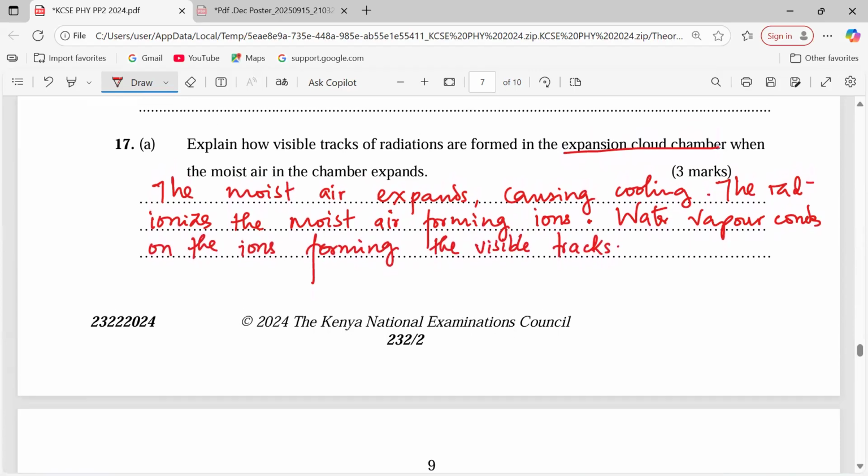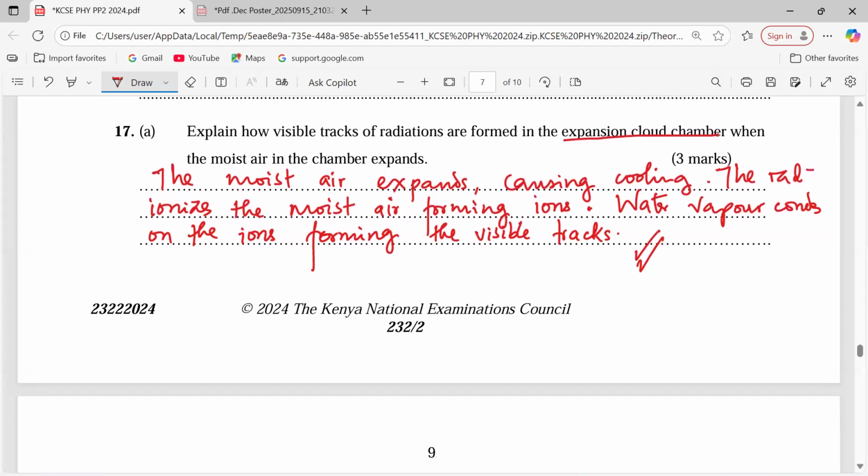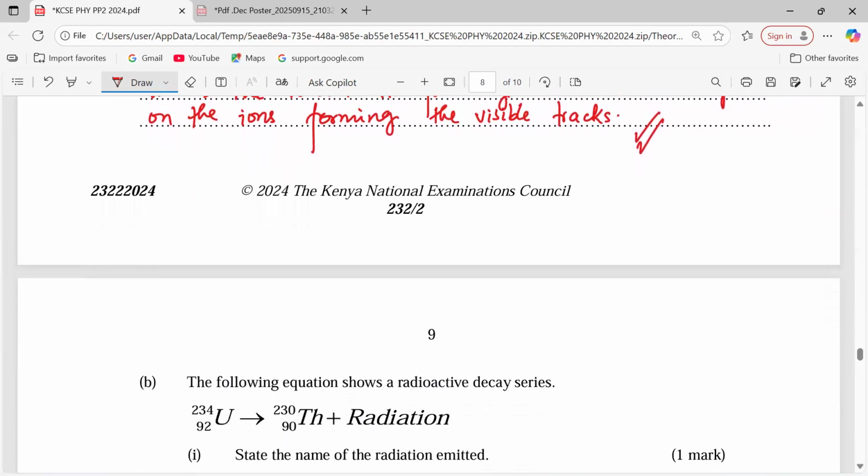Then as it cools, we will have the radiation now, which causes an ionization effect, ionizing the moist air, and it will form what you call ions. Upon these ions, we will have water vapor condensing on them. When vapor condenses on them, visible tracks will be seen. And that's how radiation, or rather radioactive decay, shall be detected.